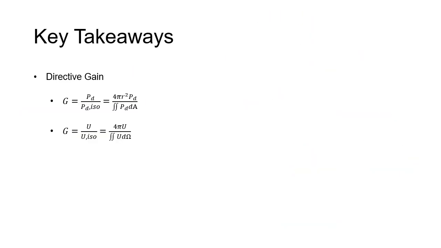Now we are with the takeaway from this lecture. We have defined the directive gain as either the ratio between the power density of an antenna and the same quantity for an isotropic, or the power intensity of an antenna and the power intensity of an isotropic, and it can be reformulated in terms of the power density of this specific antenna or the power intensity of the same antenna.